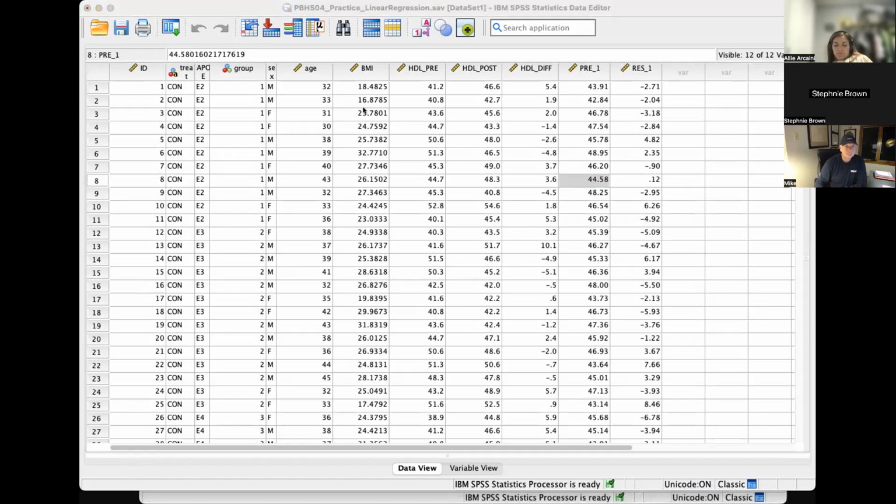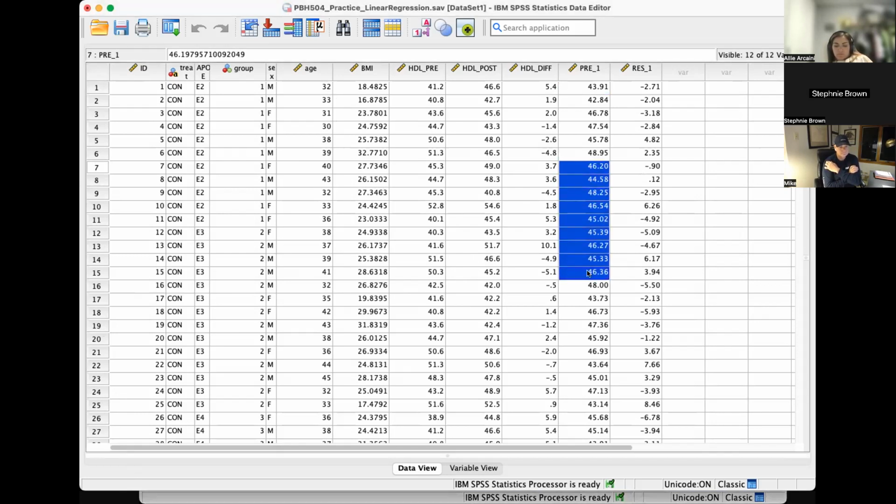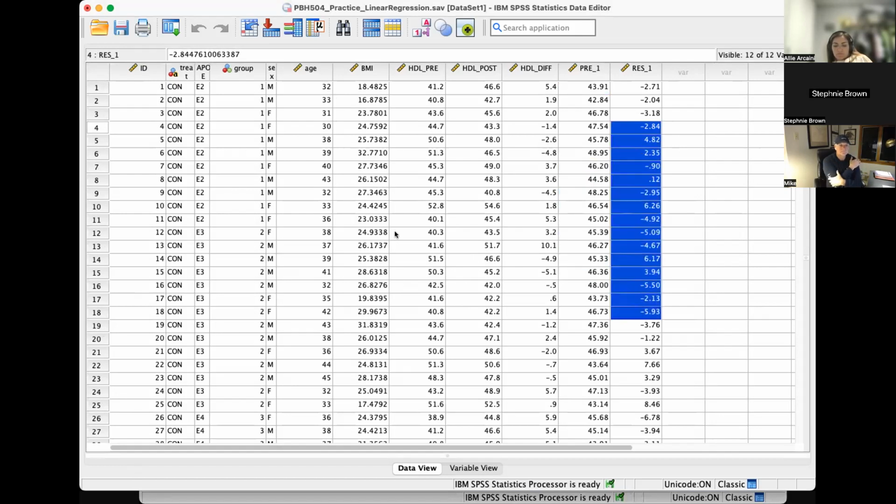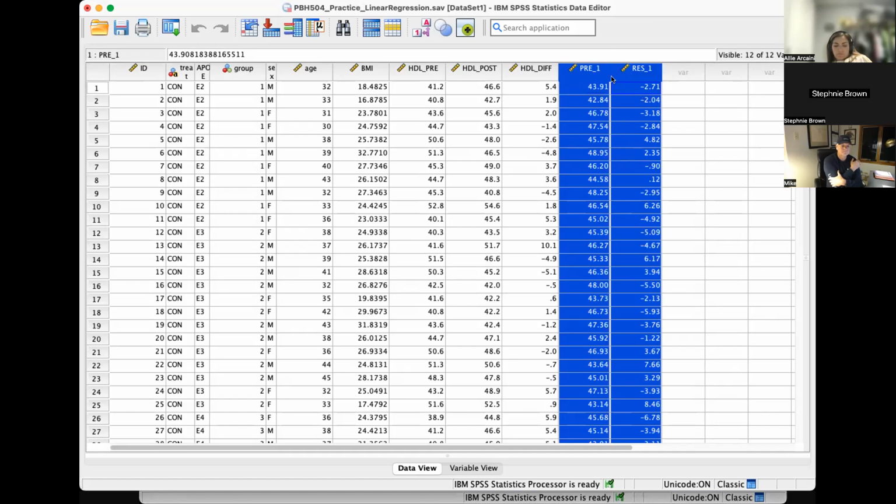For a person who has a BMI of 26.15 and an age of 43, you can compute the prediction yourself, but so will SPSS. And then it also gives you the residuals. So it's a handy thing to do. And then in week 12, we're actually going to use these values. We're going to graph them.